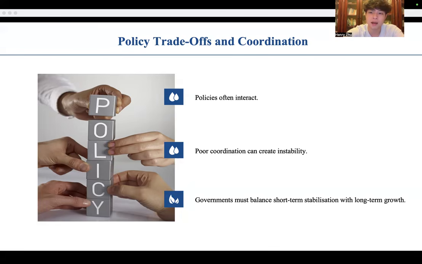Governments must balance short term goals like reducing unemployment with long-term goals, like increasing productivity and maintaining financial stability. Poor coordination can create unnecessary instability in the economy.